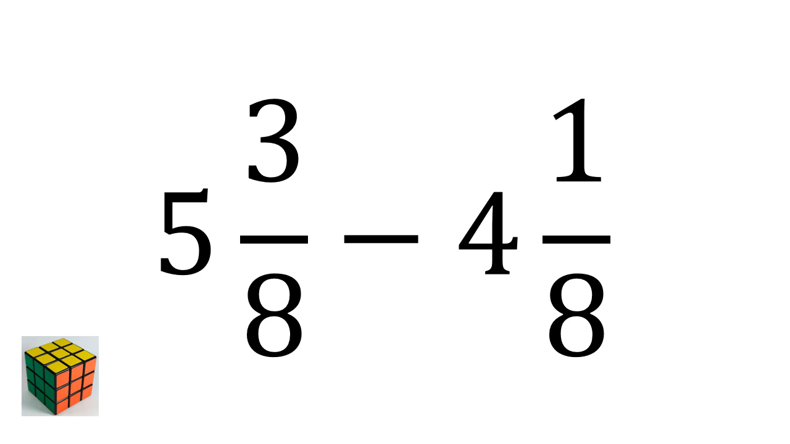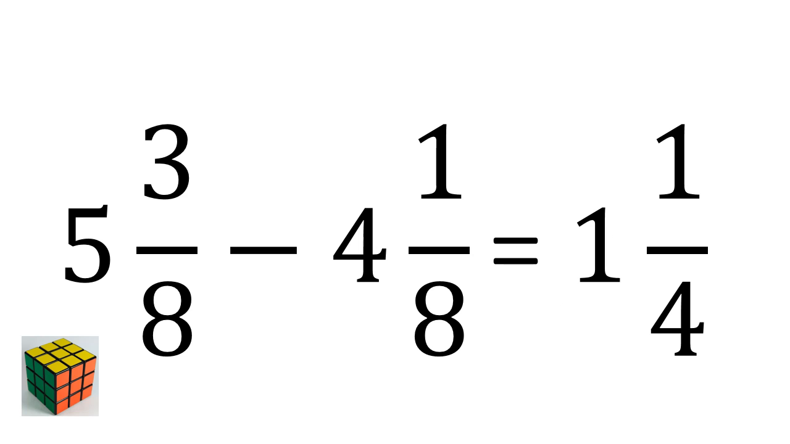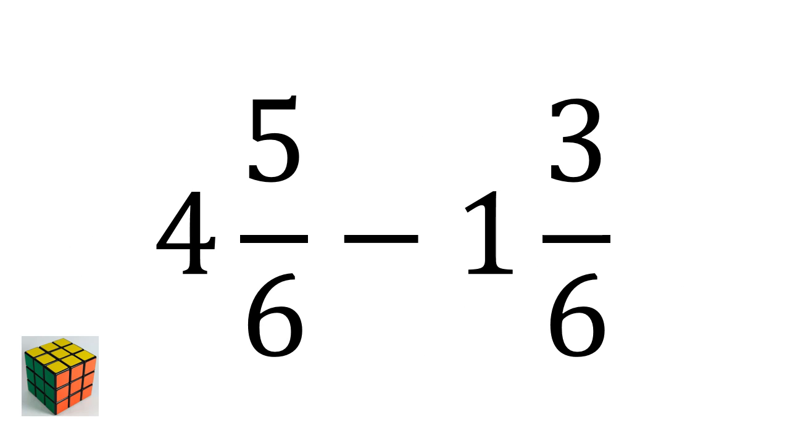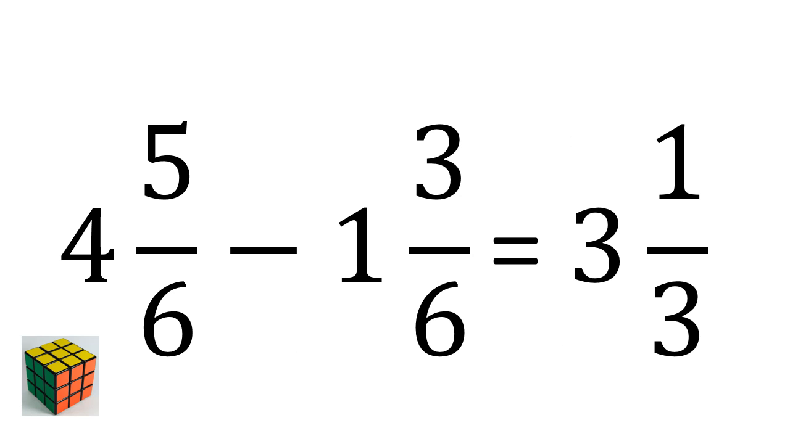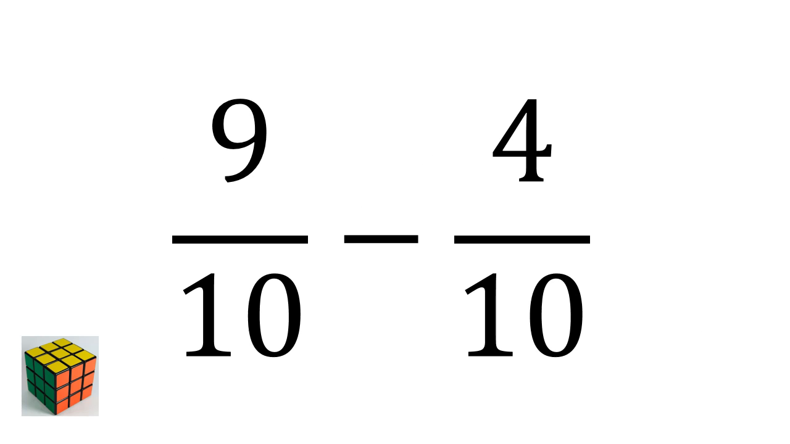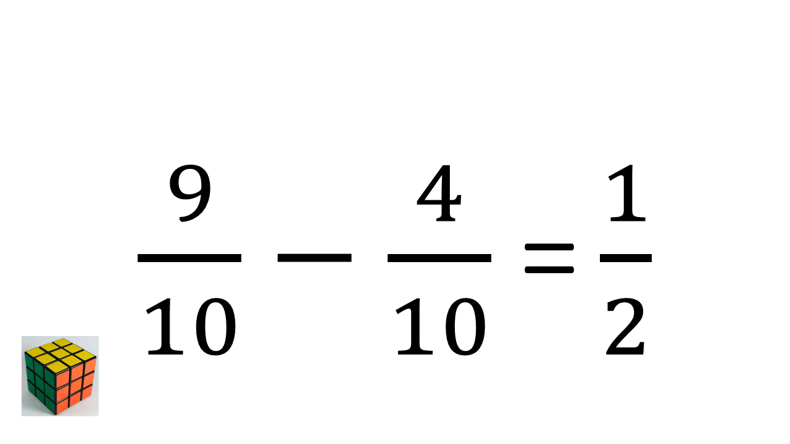5 and 3/8 minus 4 and 1/8. 5 and 3/8 minus 4 and 1/8 equals 1 and 1/4. 4 and 5/6 minus 1 and 3/6. 4 and 5/6 minus 1 and 3/6 equals 3 and 1/3. 9/10 minus 4/10. 9/10 minus 4/10 equals 1/2.